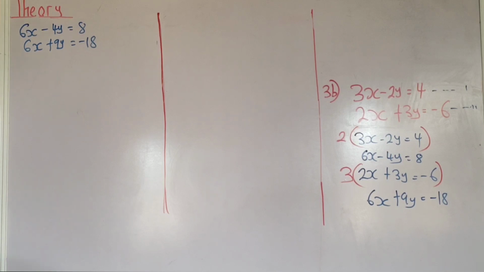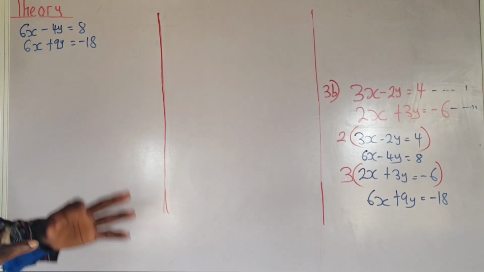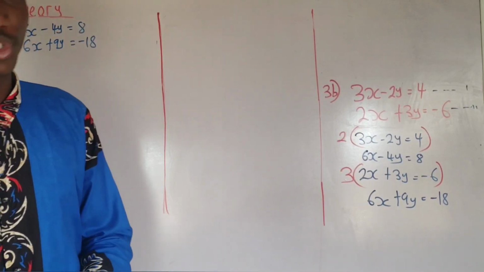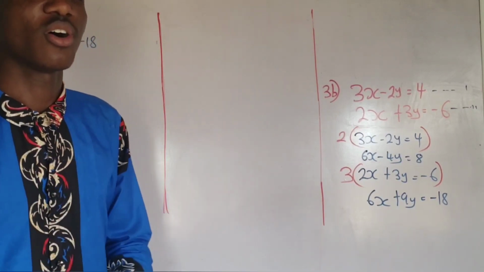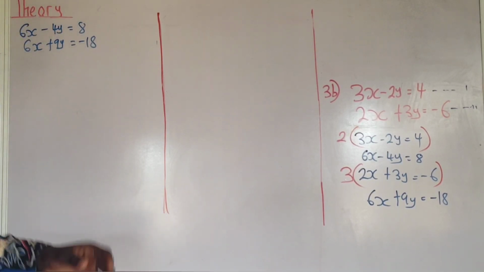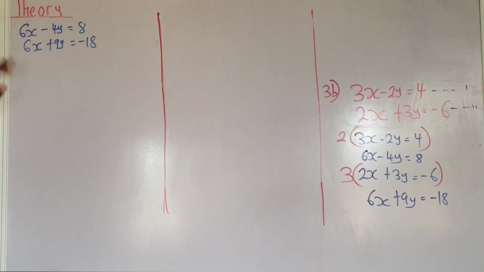In simultaneous equations, when you get to this point, in some cases you add both equations, and in other cases you subtract them. That depends on the signs of the unknown that you want to eliminate, because both here are carrying positive and positive. You understand?